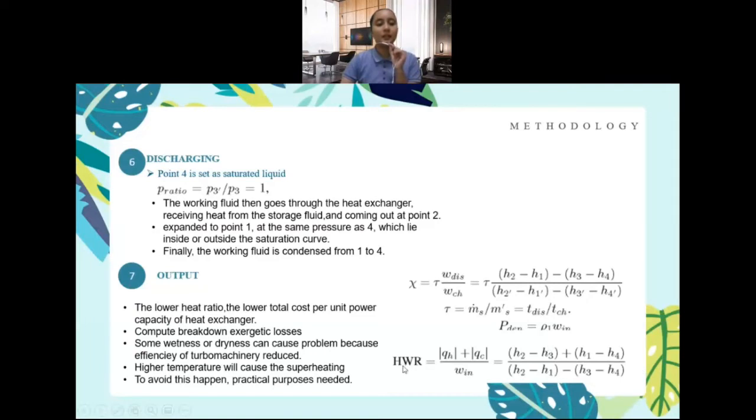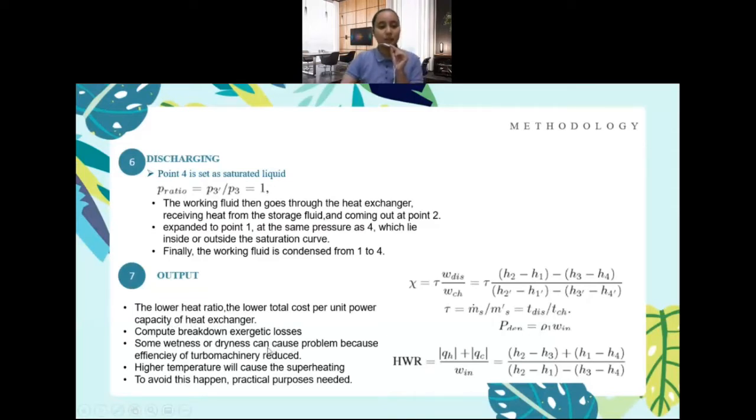It stands for heat work ratio. Okay, this formula. The first formula is actually to find the total efficiency for this thermal energy storage. So this one will compute the breakdown of exergetic losses.